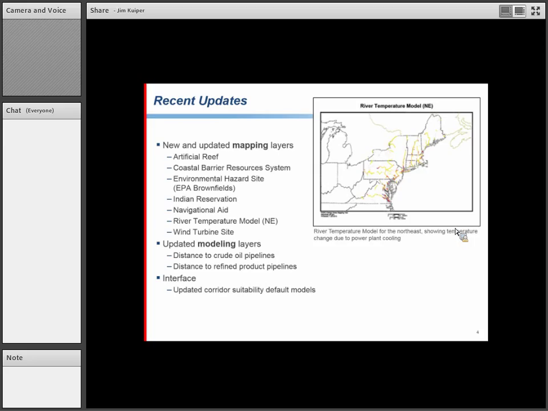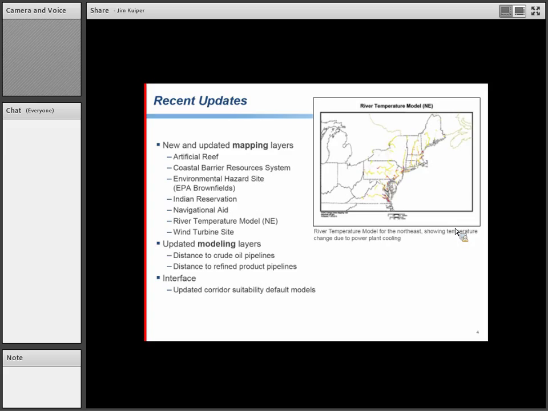For modeling, we've added a couple new layers for pipelines. So we already had a layer for natural gas pipelines. So if you want to be close or far from a pipeline, you can use that in modeling. And we added these two new categories of pipelines to kind of round out the pipeline layers for modeling.